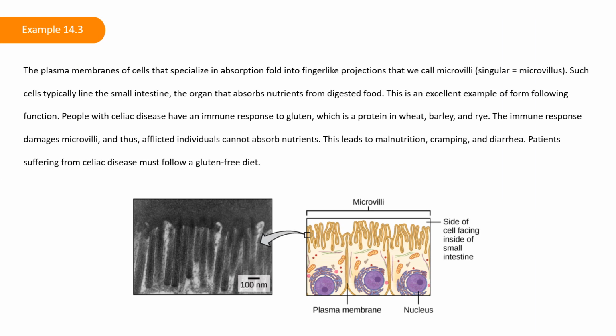The plasma membranes of cells that specialize in absorption fold into finger-like projections that we call microvilli. Such cells typically line the small intestine, the organ that absorbs nutrients from digested food. This is an excellent example of form following function. People with celiac disease have an immune response to gluten, which is a protein in wheat, barley, and rye. The immune response damages microvilli, and thus, afflicted individuals cannot absorb nutrients. This leads to malnutrition, cramping, and diarrhea. Patients suffering from celiac disease must follow a gluten-free diet.